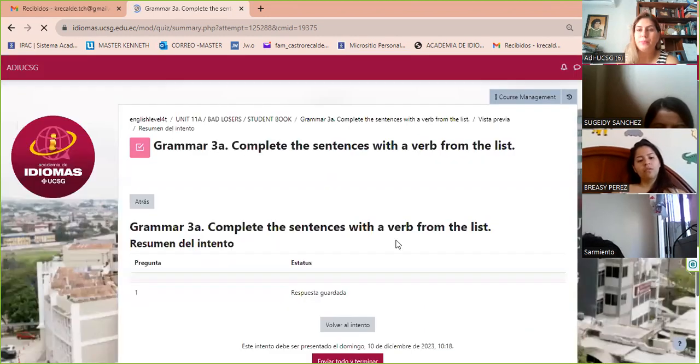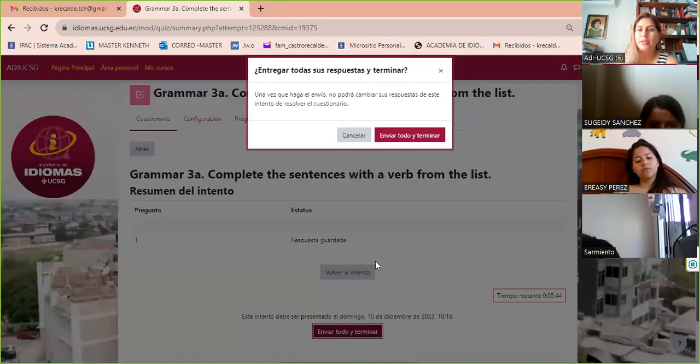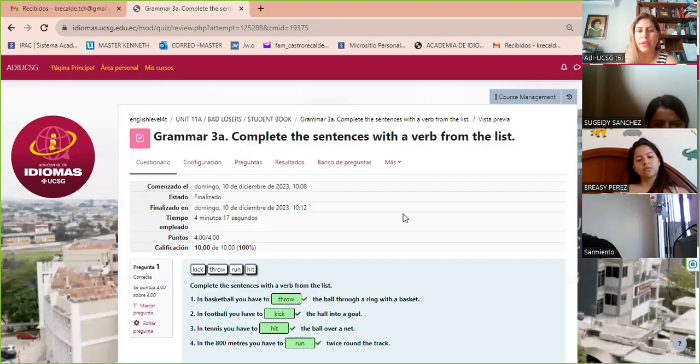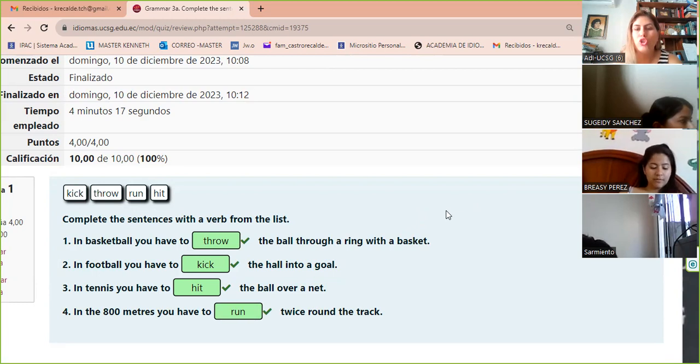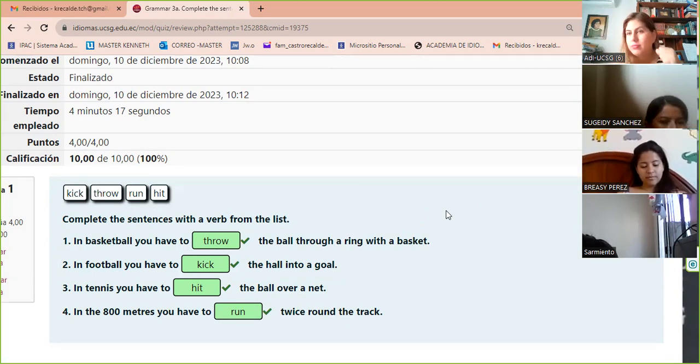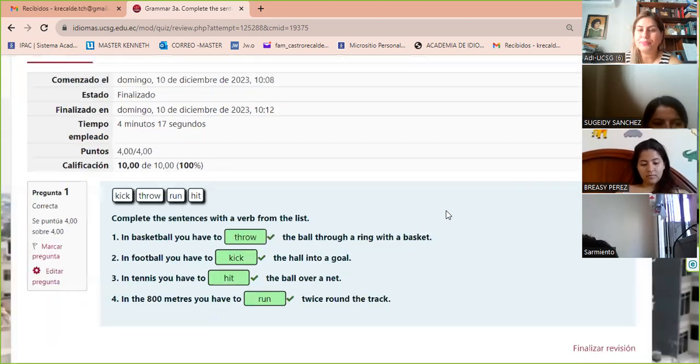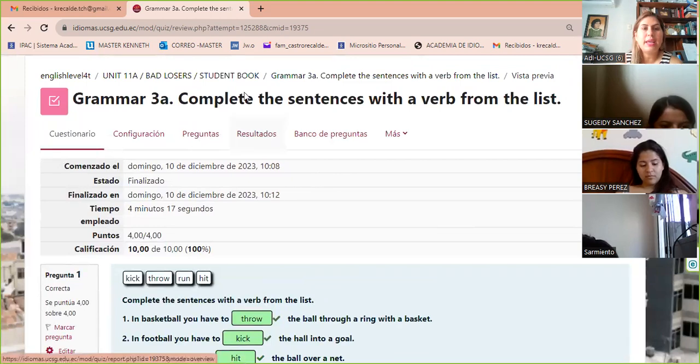Let's see. Okay, this is technical vocabulary. Very good. You throw, you use your hands and you throw it. You kick, you use your feet and you kick it. You hit with something and you run in a track. Good.